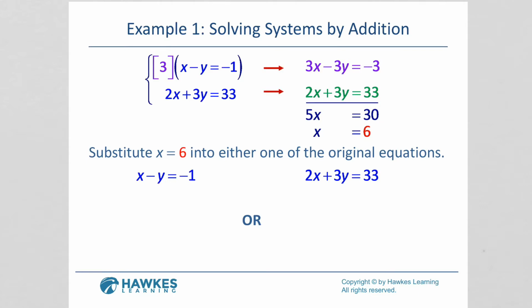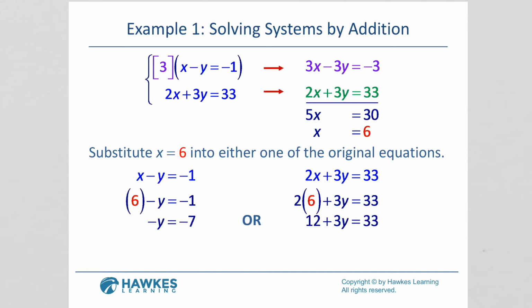Now I'm going to substitute x equals 6 into either one of the original equations. I can do that in x minus y equals -1, or I can do it in 2x plus 3y equals 33. I'm going to walk through both. When I plug it in on the left, that gives me 6 minus y equals -1. On the right, 2 times 6 plus 3y equals 33. When I simplify the left, I get -y equals -7. On the right, I have 12 plus 3y equals 33. On the left, I end up with y equals 7 because I've divided both sides by -1.